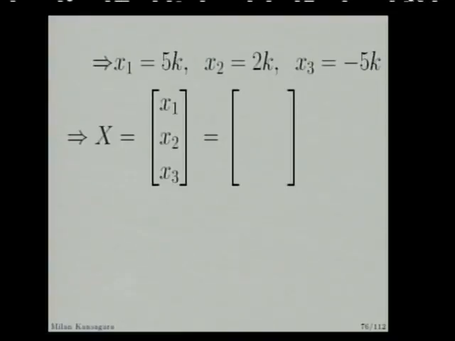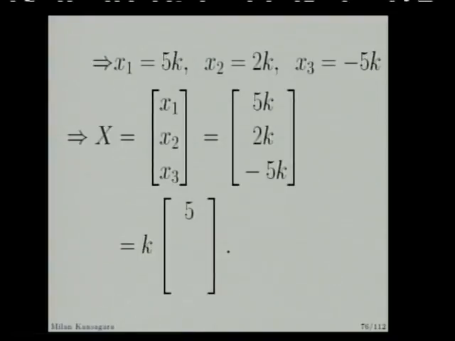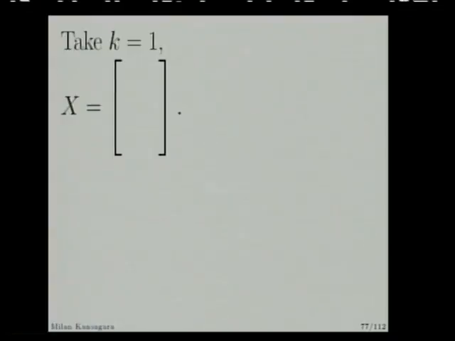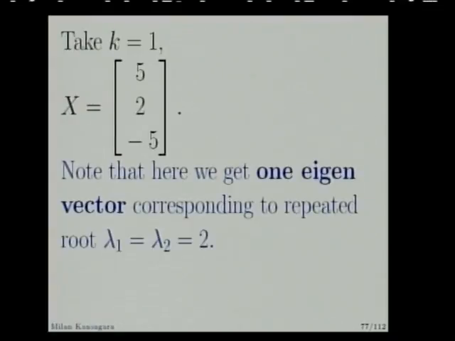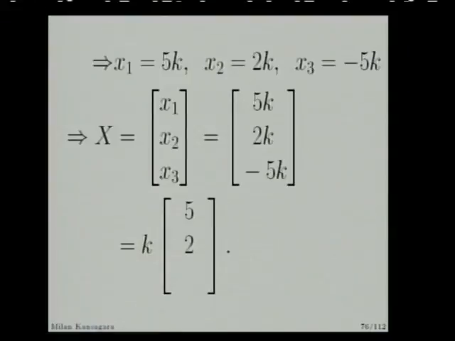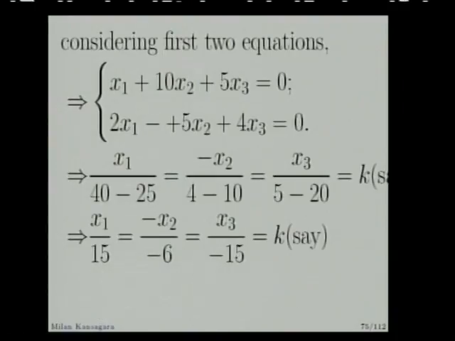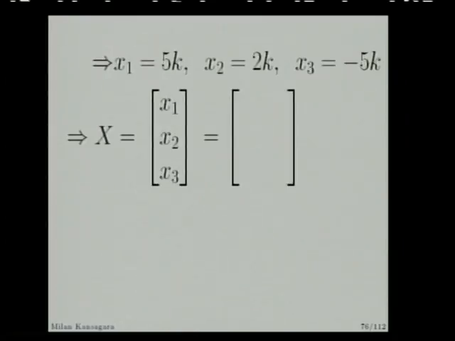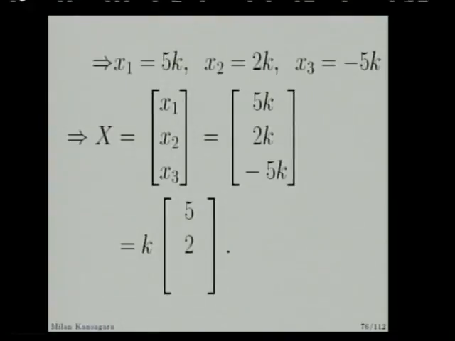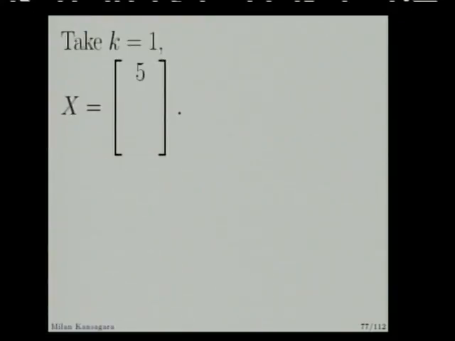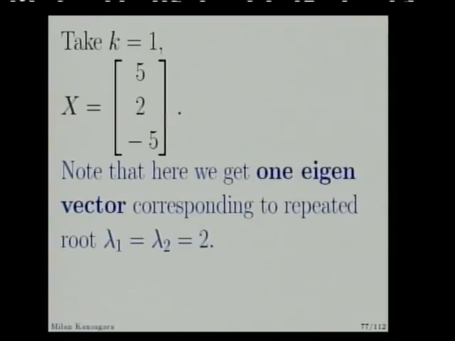So let us skip these calculations. It is the same as the previous example, and directly we say that the eigenvector corresponding to, see here, x is equal to, we get this, right? So k into 5, 2, minus 5. Take k is 1, so we get 5, 2, minus 5. Note that here we get one eigenvector corresponding to repeated value lambda 1 and lambda 2.